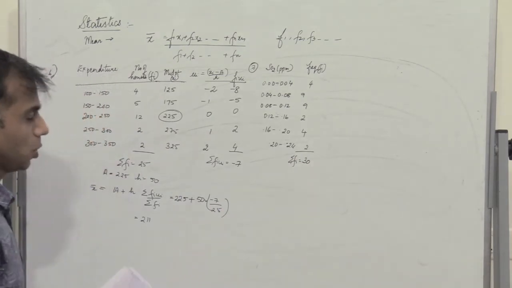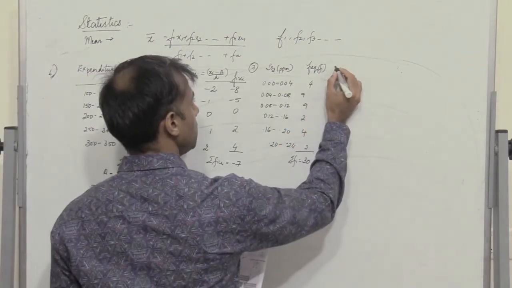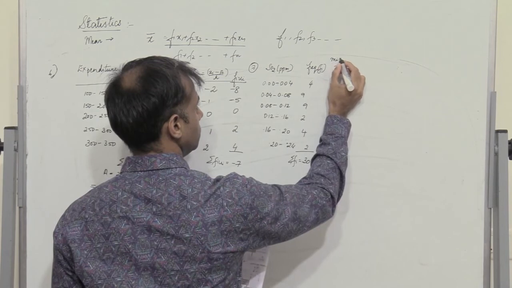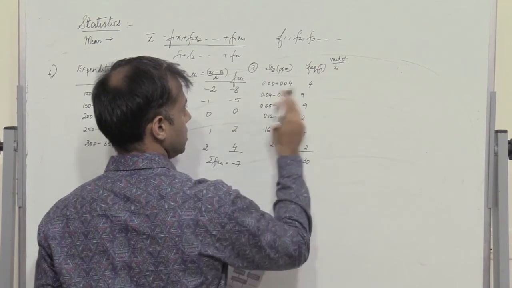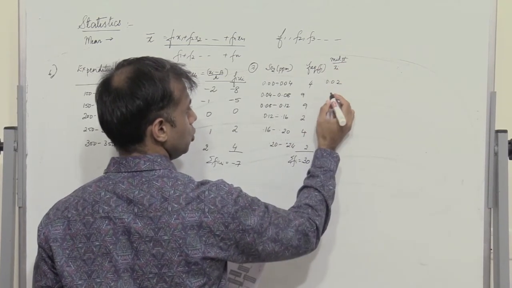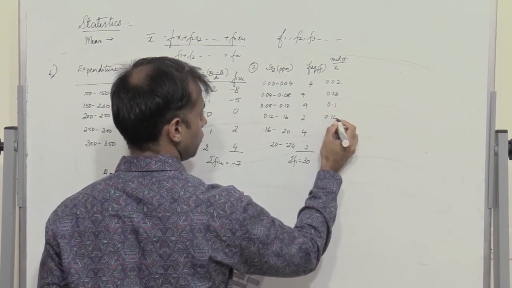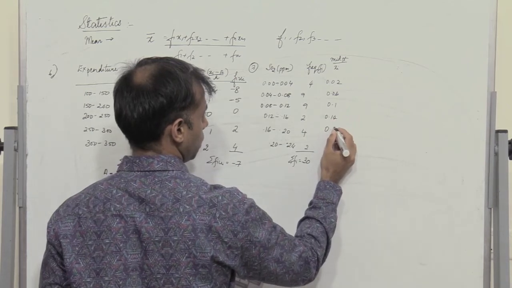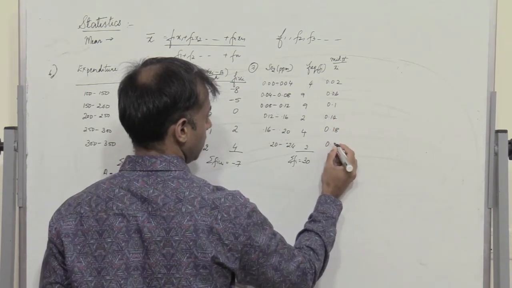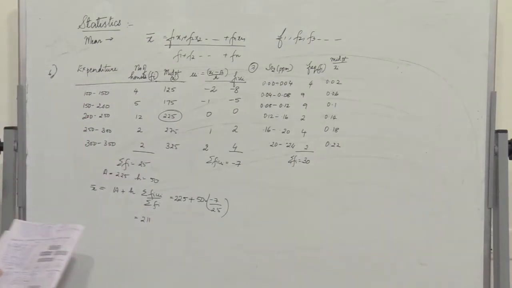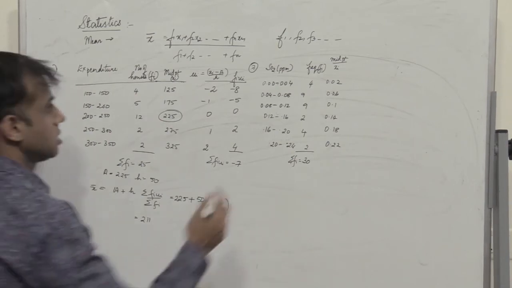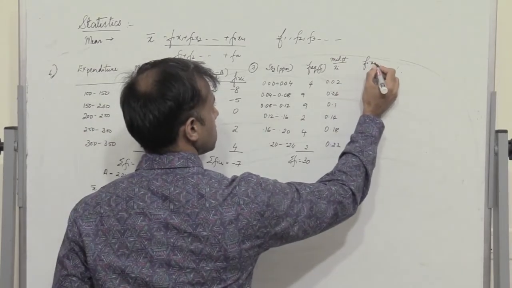So let's find the midpoint. The midpoint xi is of course 0.02, 0.06, 0.1, 0.14 and then 0.18 and then we have 0.22. So these are the midpoints of the frequency ranges of the concentration of SO2. Right? So now let's find out FIXI.